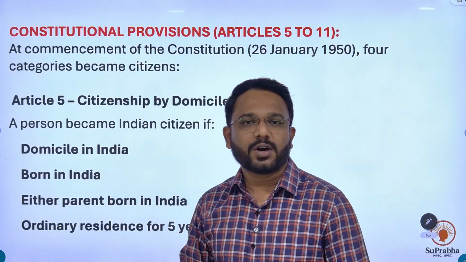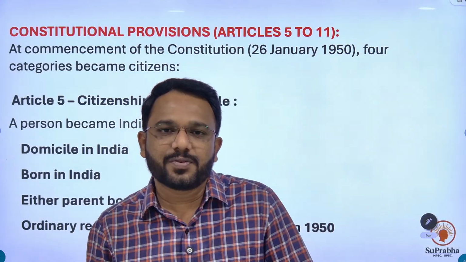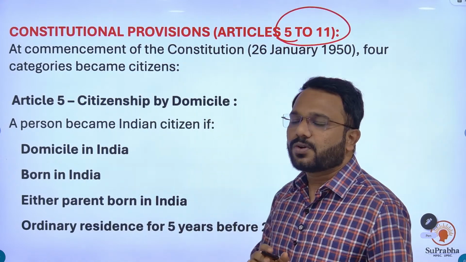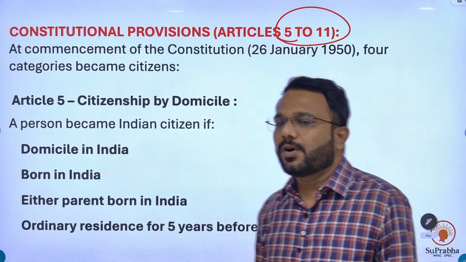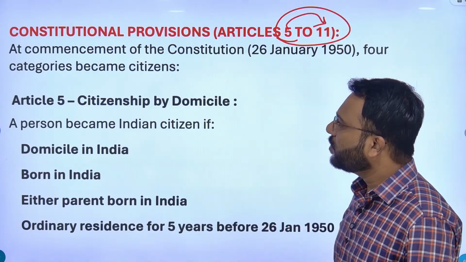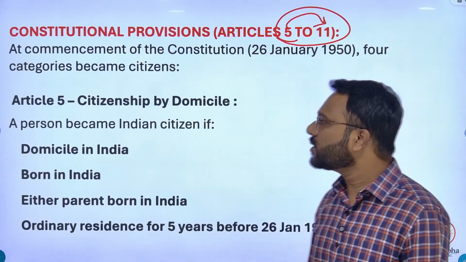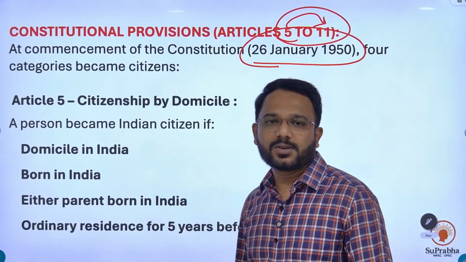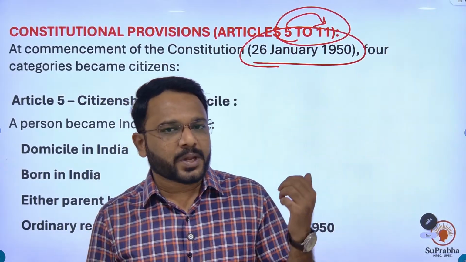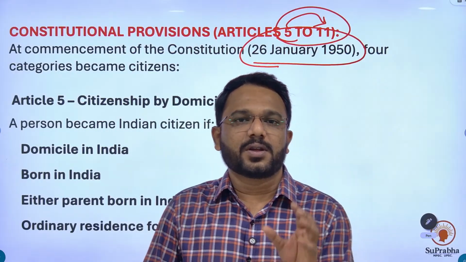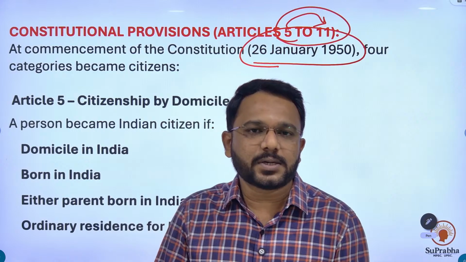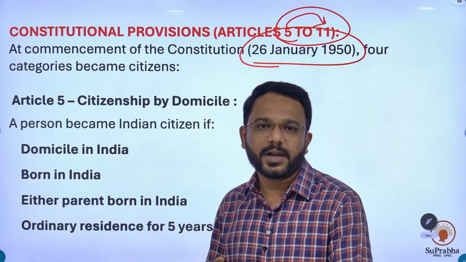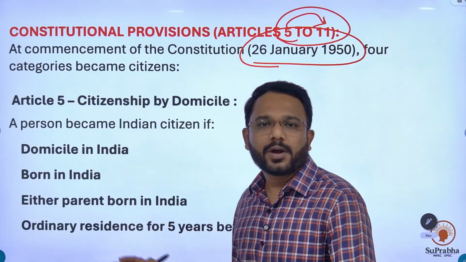Constitutional provisions. What are the constitutional provisions mentioned for citizenship in our constitution? The constitutional provisions for citizenship are from article 5 to 11. At the commencement of the constitution on 26 January 1950, four categories of individuals became citizens of India. So our constitution mentions some details for acquiring citizenship for the individuals of that time. You could have citizenship of India in 1950 by these four or five ways.